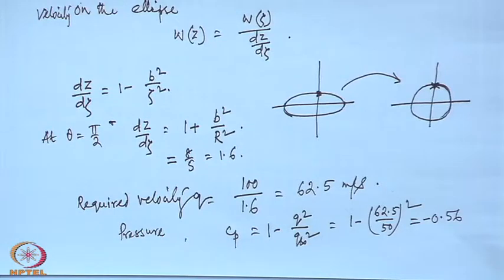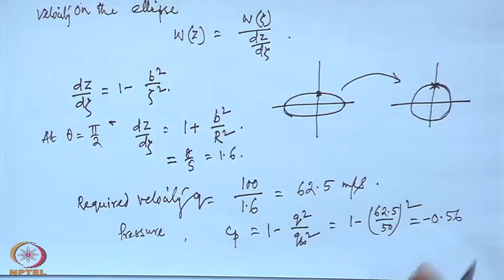Or if you want to express pressure in terms of your conventional Newton per meter square unit, then you have to multiply this by half rho q infinity square. But often you will be asked to find the pressure or lift, usually that will mean pressure coefficient and lift coefficient.